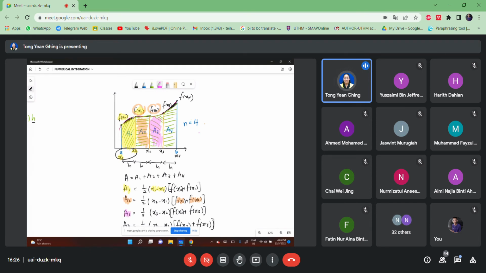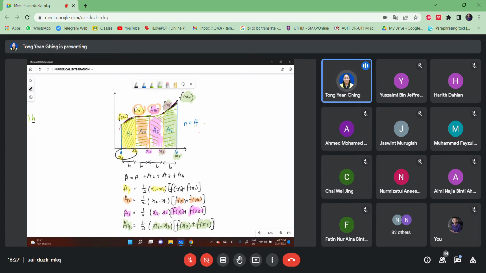So A3 is here, from X3 minus X2, and then here, Fx2 plus Fx3. Now here, this is A4. So A4 is from X4 minus X3, and then Fx3 plus Fx4.